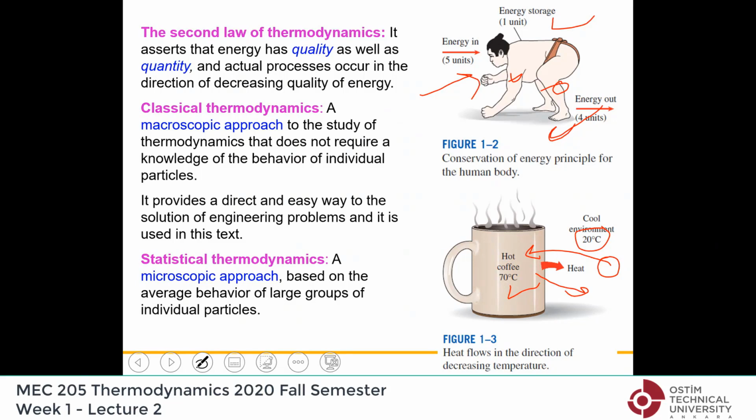But the second law says heat can only be transferred from high temperature to low temperature. Okay? Otherwise, it will violate the second law. That is, heat never goes uphill, just like water. Heat always flows downhill. Again, just like water there. Okay, this is the second law.